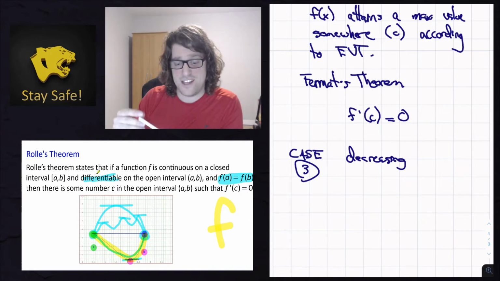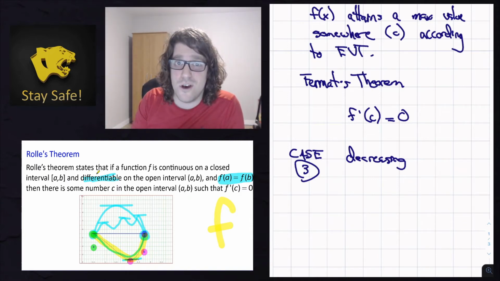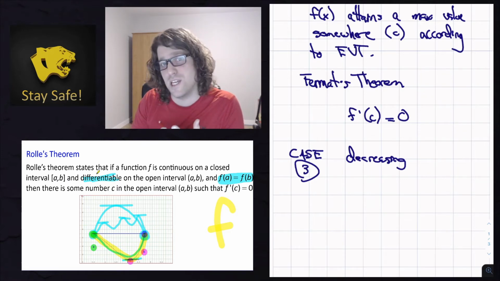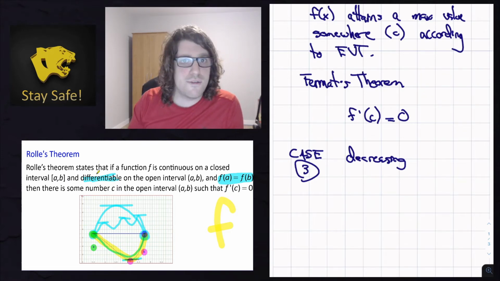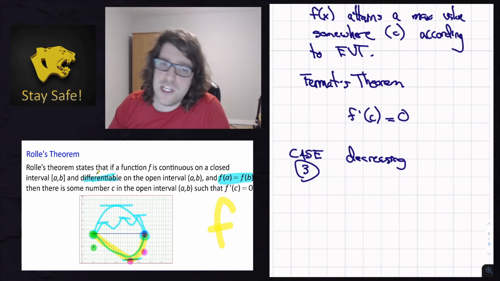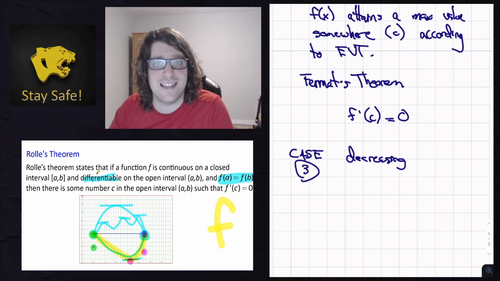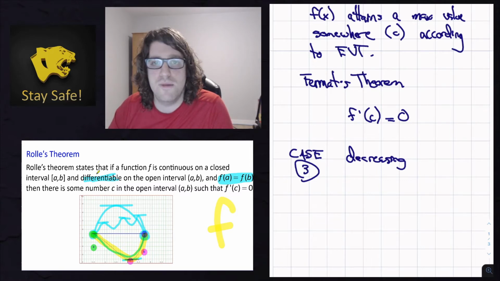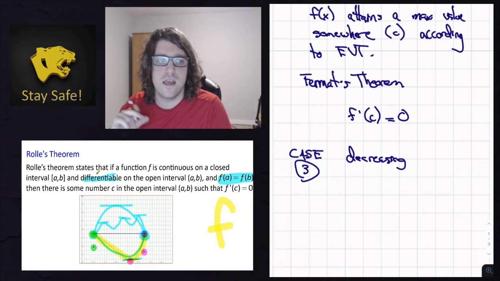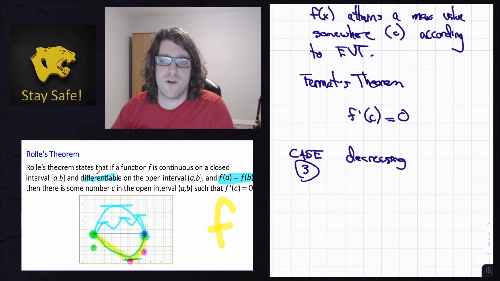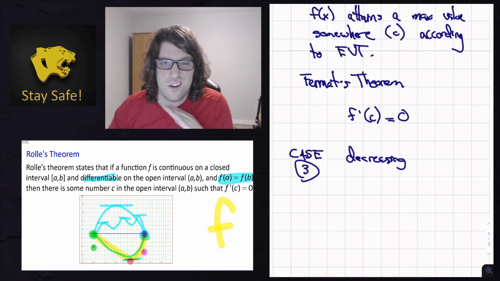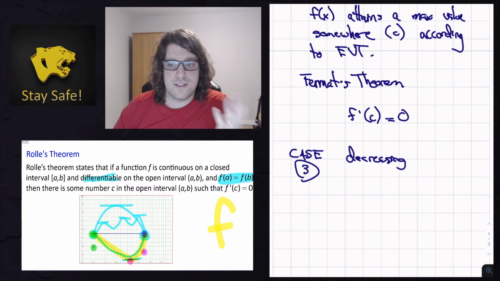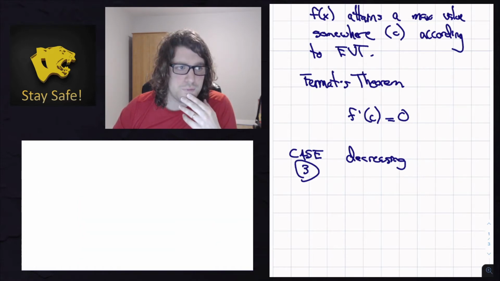Your function either has to be absolutely horizontal, it has to be increasing to begin with, or it has to be decreasing to begin with. Those are the only 3 cases that you can possibly have, and in each of those cases you can show that there is at least one c value where the derivative is 0, so therefore Rolle's theorem has to be true for any continuous on the closed and differentiable on the open interval function. All right, so that's all I'm going to say about Rolle's theorem, and that's good enough for now.